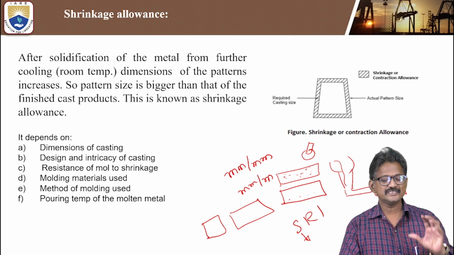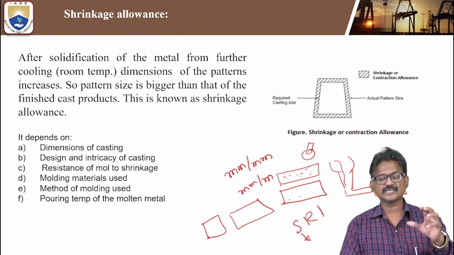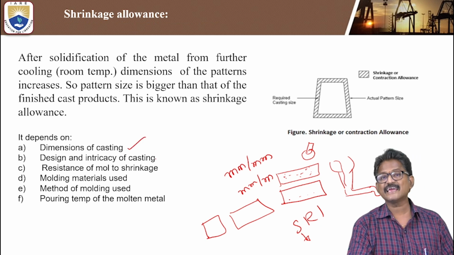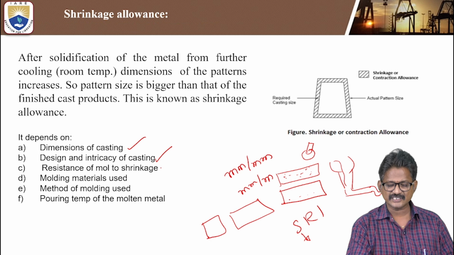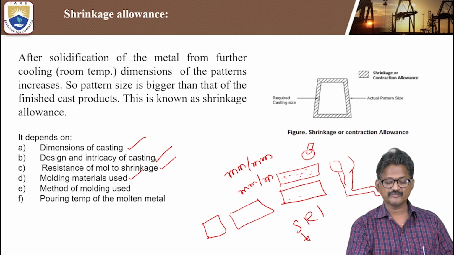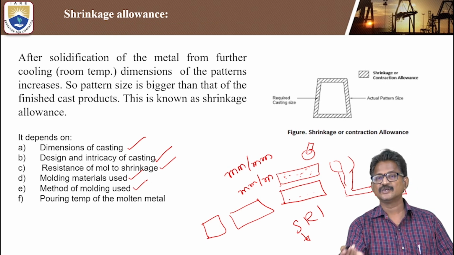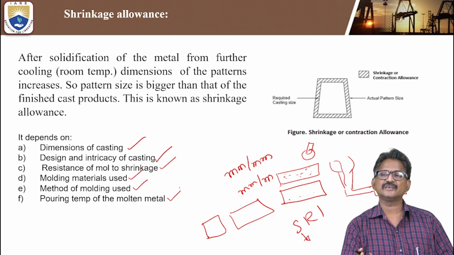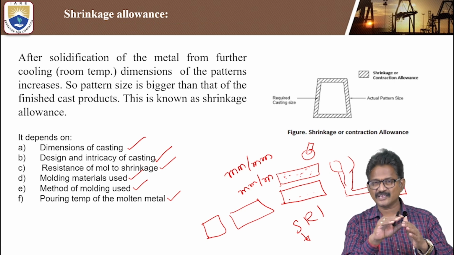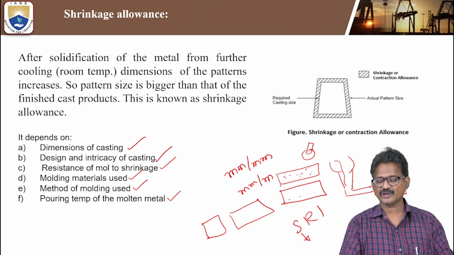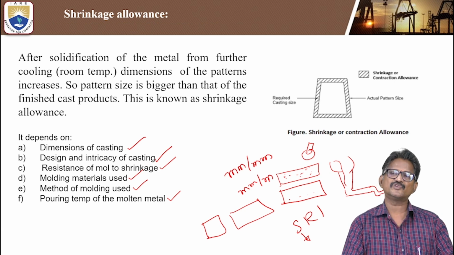So that is why, majorly, the shrinkage allowance depends upon the dimensions of the casting, the design, and the intricacy of the casting. Third, the resistance of the mold to shrinkage, what type of molding material is used, and what method of molding is used, hand or machine molding. The pouring temperature of the molten metal should be maintained properly, and you should not exceed the time. Definitely the temperature may decrease, and if it decreases, it cannot fill properly, overflow occurs, and that leads to a lot of damage to the mold cavities and all.